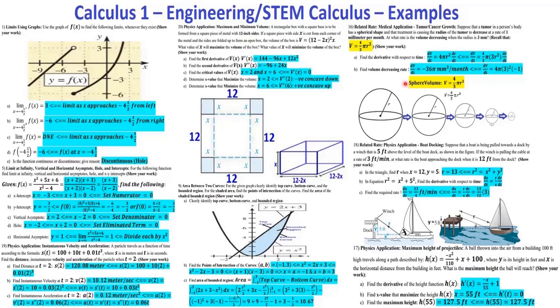What that means is when the radius is shrinking by 1 millimeter per month due to medication, the tumor volume itself is shrinking by 36 pi millimeters cubed per month. That's a significant shrink, so eventually it will shrink and disappear. That's the idea.